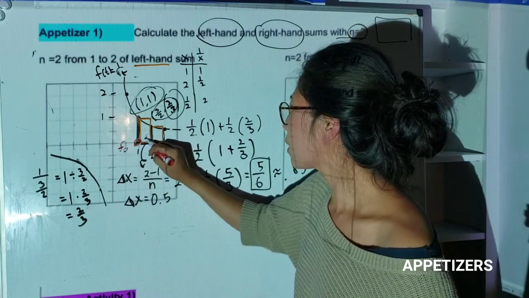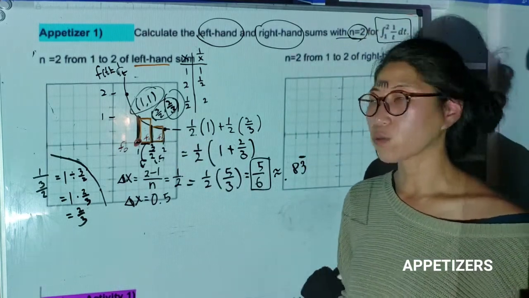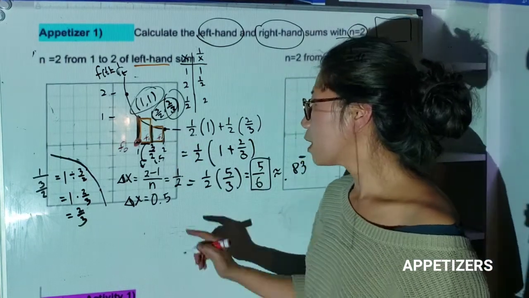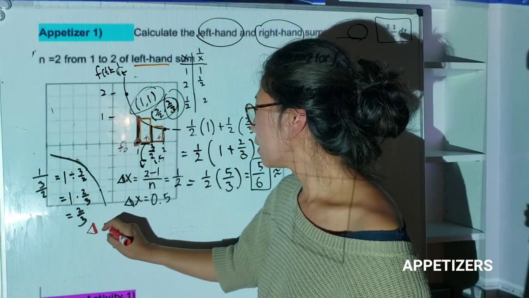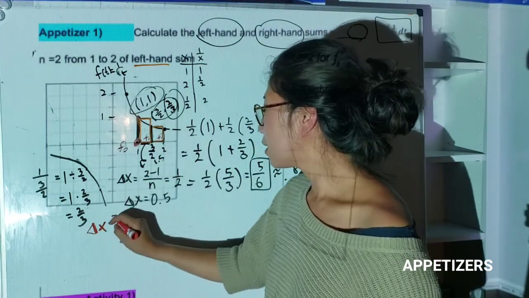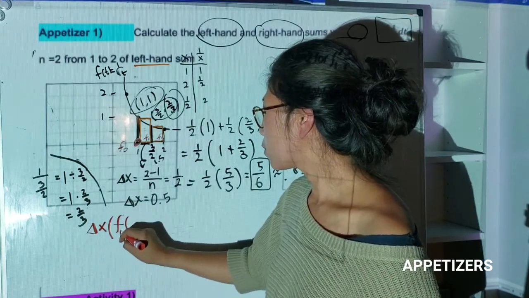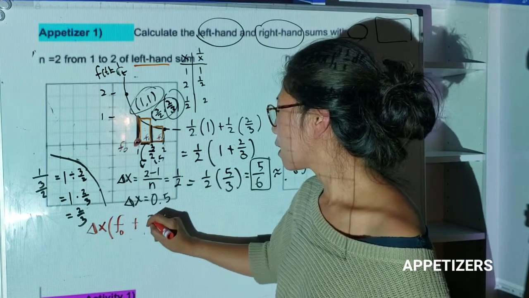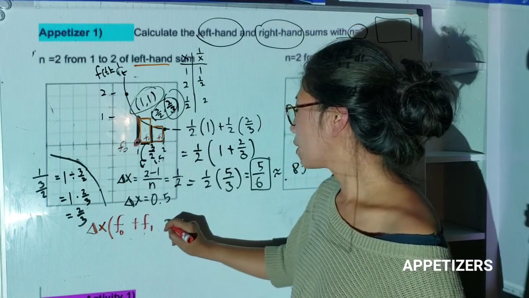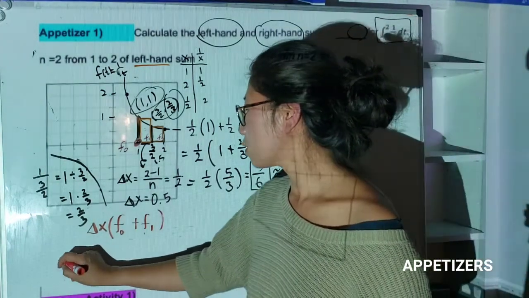This one is a point first one. This one is a point second one. Okay, because that's where I'm going to plug in. So carefully look at here. I'm going to multiply delta x, which is a base, times f of x sub 0, the x value I plug in, plus f of x sub 1, and those are two values. So how do we write this one?